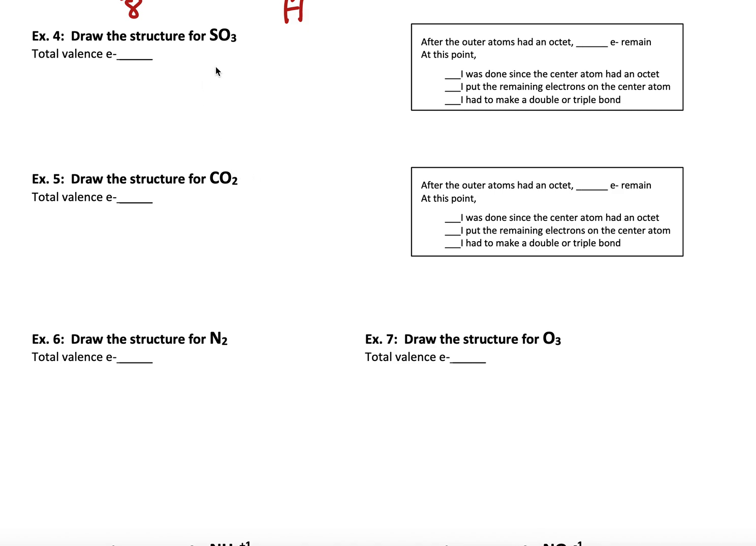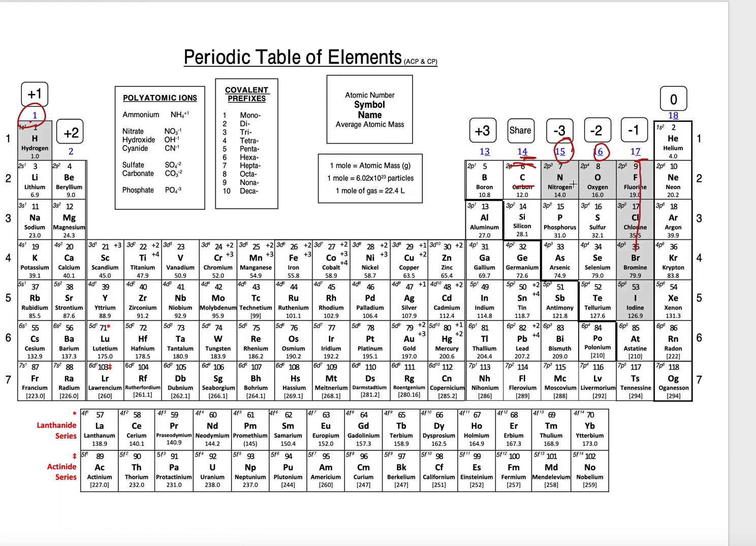All right, let's do SO3. So again, the first thing you should do is just write down what elements you have from the formula. There's 1 from the sulfur, there's 3 from the oxygens. Now we got to figure out valence electrons. Here's sulfur, here's oxygen. They're both in group 16. That means they have 6 valence electrons each.